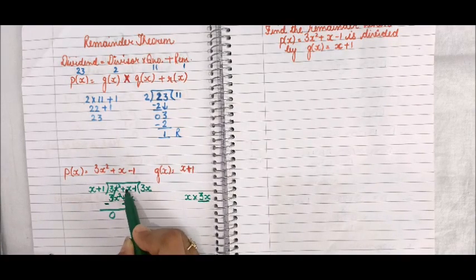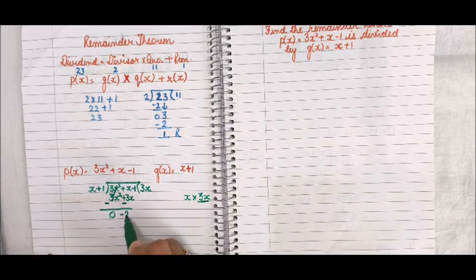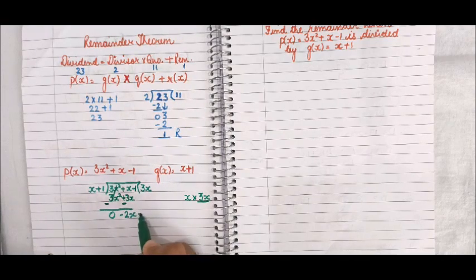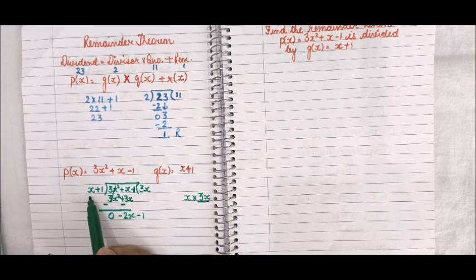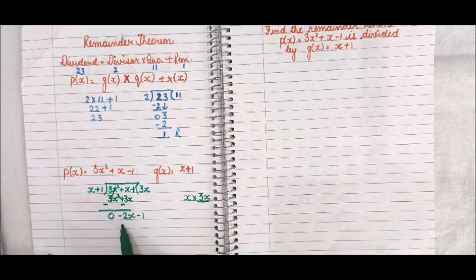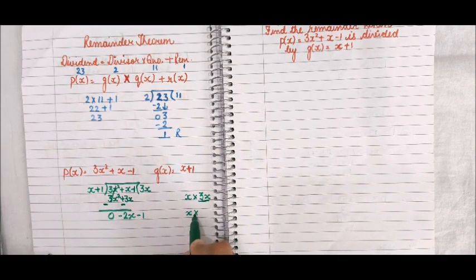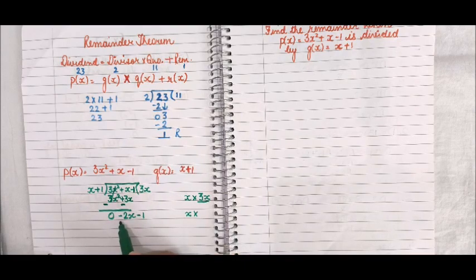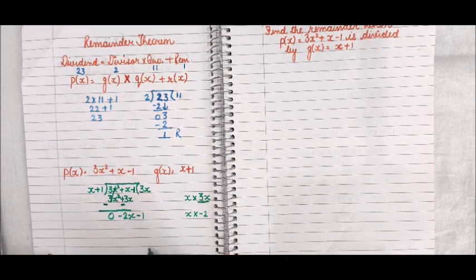After subtracting, this is x and this is minus 3x. So minus is in front of the bigger number, so it will give me minus 2x, and this will be brought down. So now I have minus 2x minus 1. So let's again think with what term I should multiply this so that I have minus 2x here. So x is to be multiplied with what number so that I have minus 2x here? It will be multiplied with minus 2.